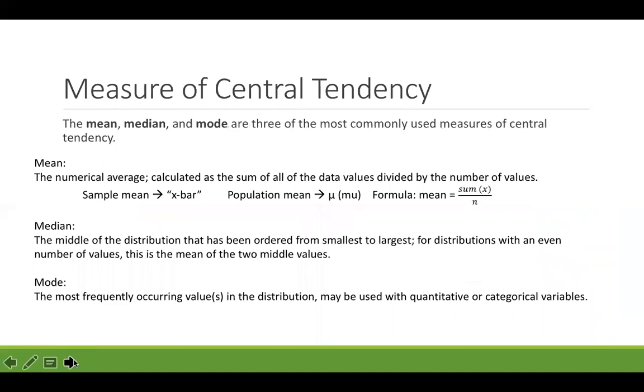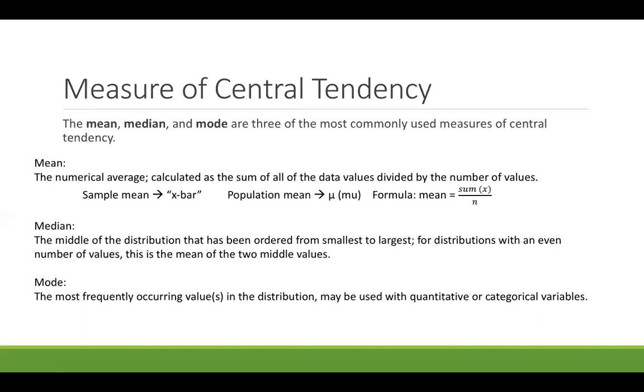Mean, median, and mode are three commonly used measures of central tendency, which you've probably heard about before. Mean is the numerical average. It's just another word for average. It's calculated as the sum of all the data values divided by the number of values. Below you see the formula: sum of x over n, which is the sample size or the number of values. We call a sample mean x bar.